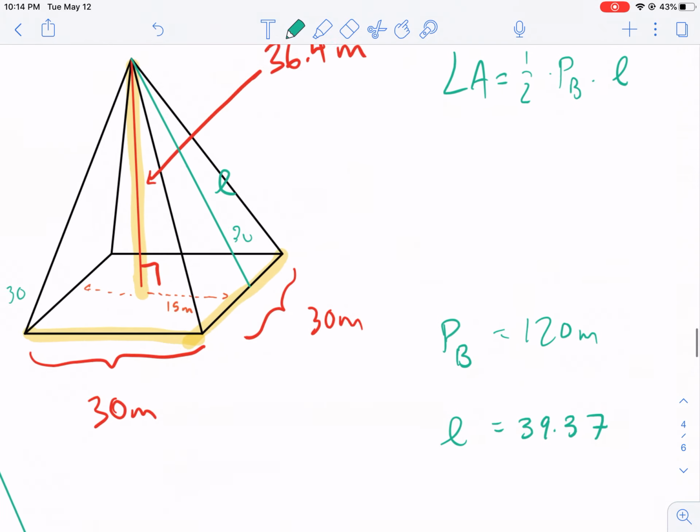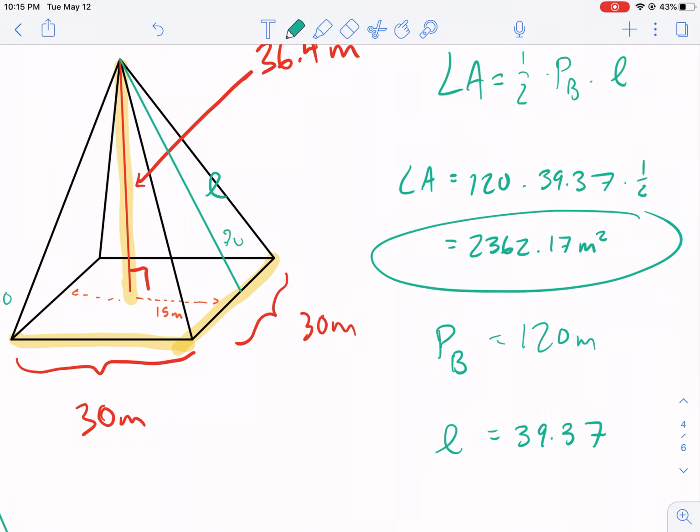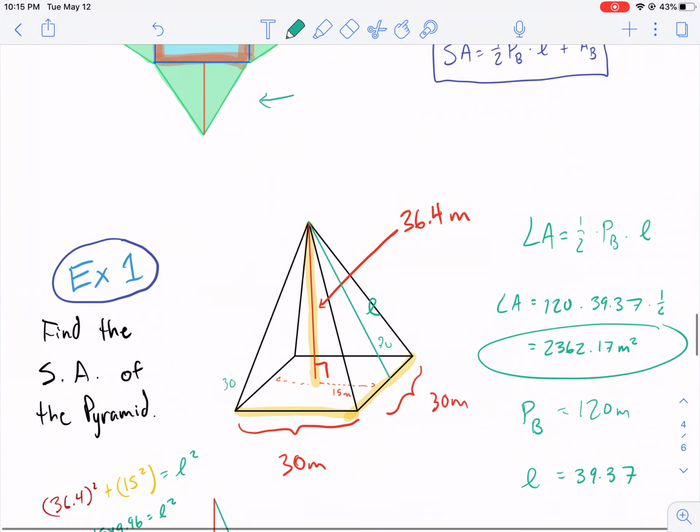39.37. Now we're ready to apply our formula. Lateral area equals 120 times 39.37 times 1/2. I already have it stored on my calculator, so I'm going to do 39.37 times 120, and then divide that by 2 or multiply by 1/2, and I get 2,362.17 meters squared. And that is my lateral area. We're still not done, if you can believe it.